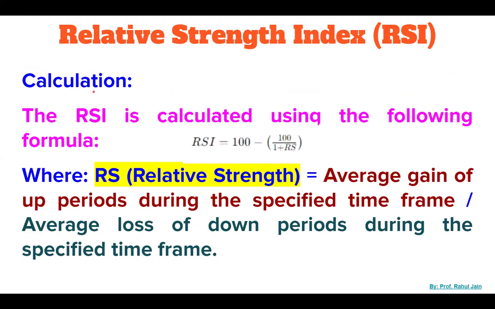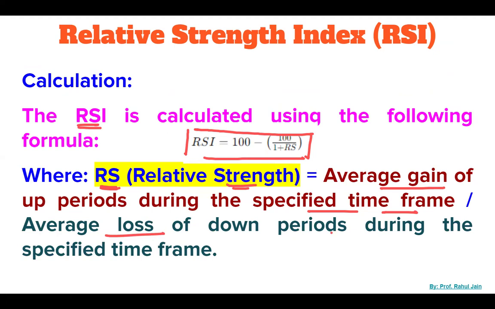Now, for the calculation of RSI, there is a very simple formula: RSI equals 100 minus 100 divided by 1 plus RS, where RS is relative strength. Basically, it is the average gain of up trades during the specified time frame divided by the average loss of down trades during the specified time frame. Whatever time frame we work with, it is the average gain divided by the average loss over that time period, right?